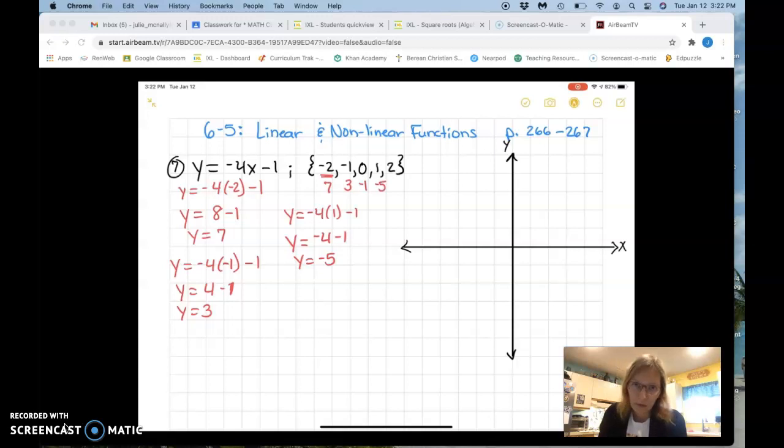Caleb's playing a game with his friends, so I don't know if you can hear him in the background, but that's what that is.